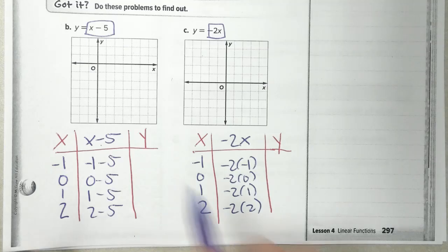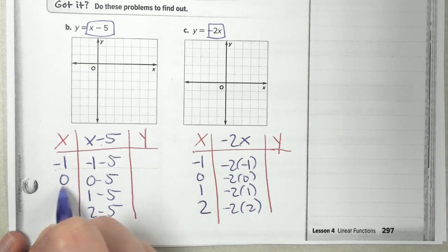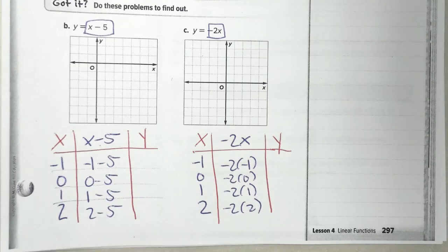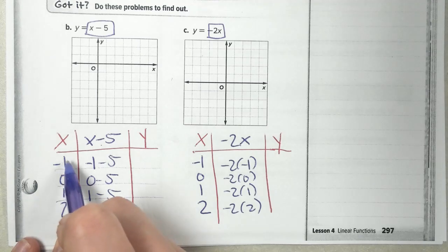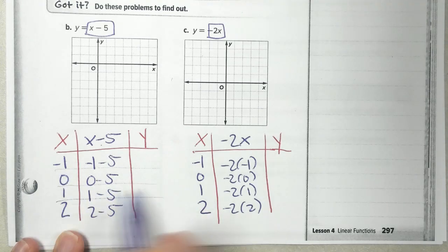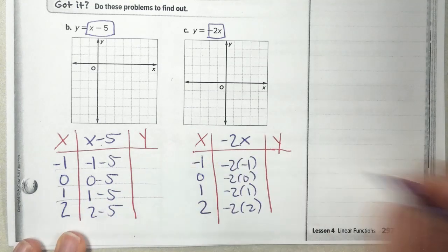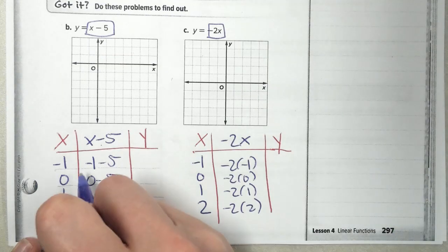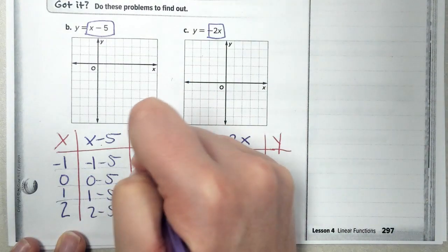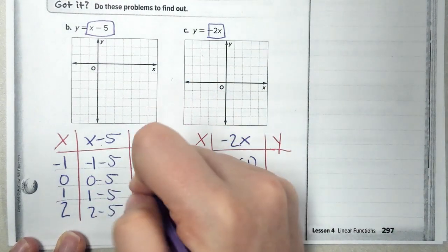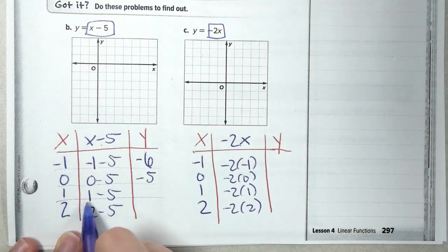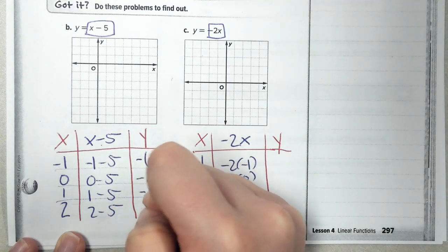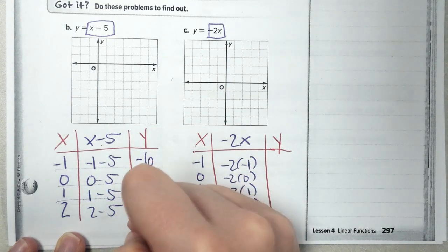Okay, and I know I didn't put like all the lines in. If you need that to help keep yourself organized, feel free to add those in, but otherwise just try to write them kind of in a line across, okay? So you can say these out loud as I'm going through. -1 minus 5 is, 0 minus 5 is, 1 minus 5 is, and 2 minus 5 is.